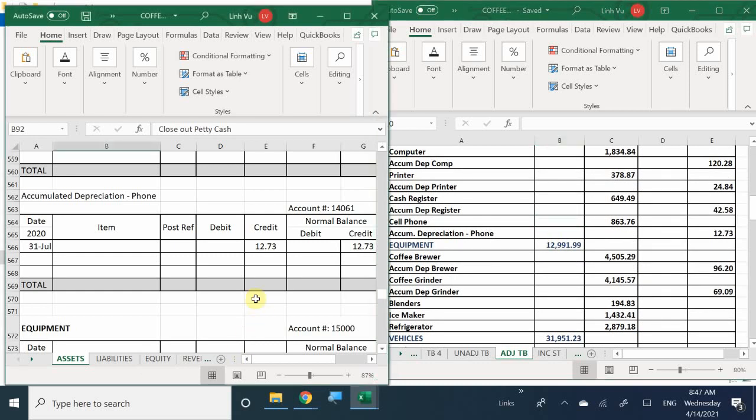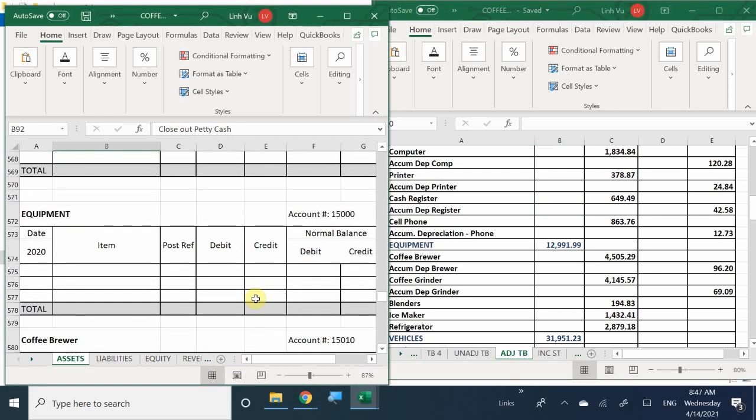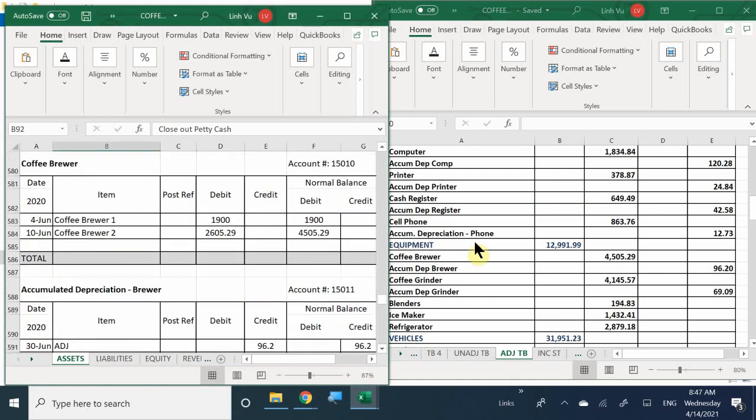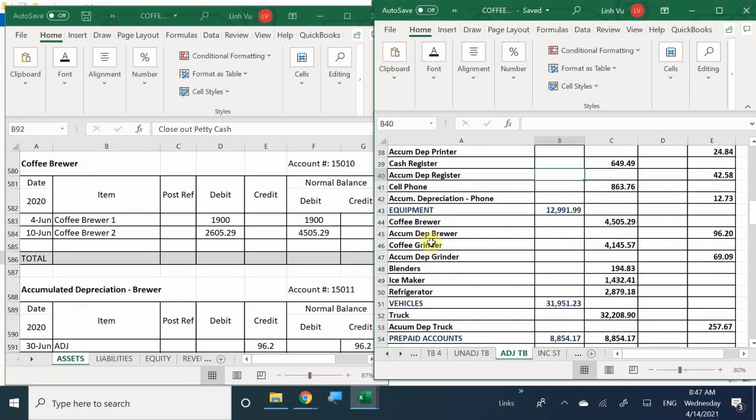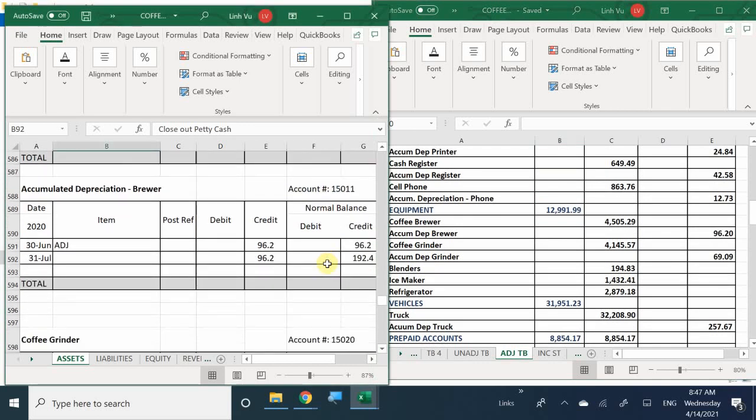All right, let's see what else is there. So we have our equipment, right? First things first, we have our coffee brewers, right? What is our depreciation on the coffee brewers?